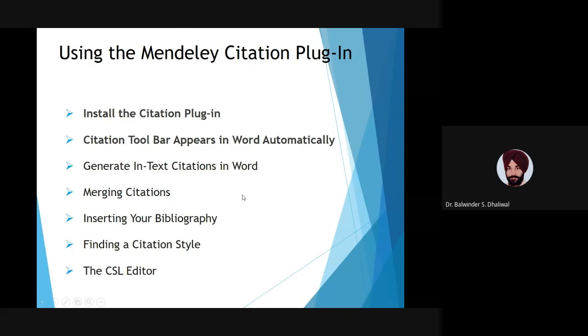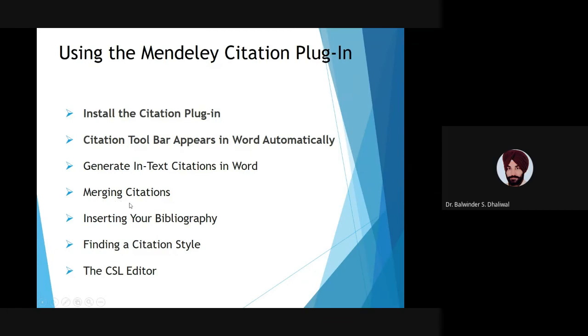This citation plugin is there basically for while writing the report, when we have to insert citations in the text, or when we have to create our bibliography reference list. So we can use this citation plugin. These are the steps. First, install the citation plugin, so that the citation toolbar will appear automatically in Word. I'm explaining this with respect to Microsoft Word. And then generate in-text citations in Word. Those in-text citations will be required to be generated.